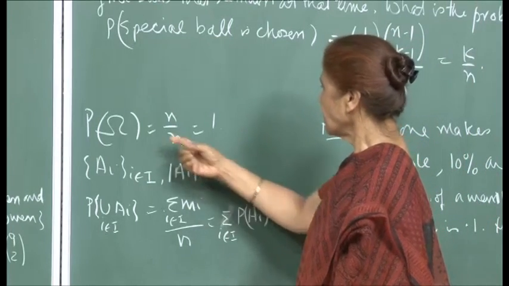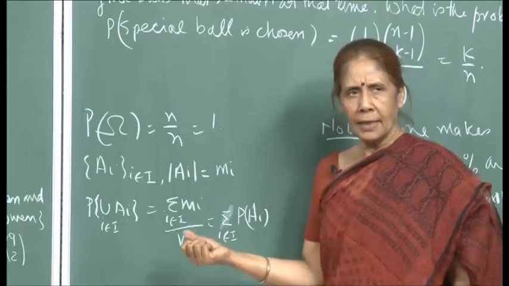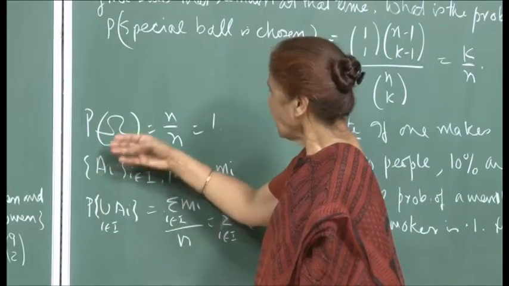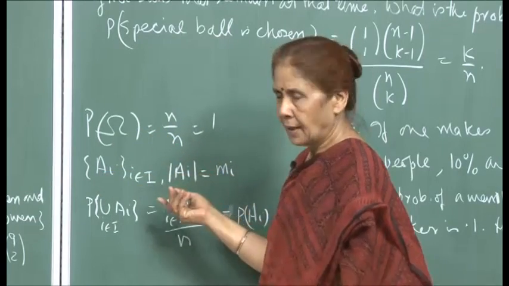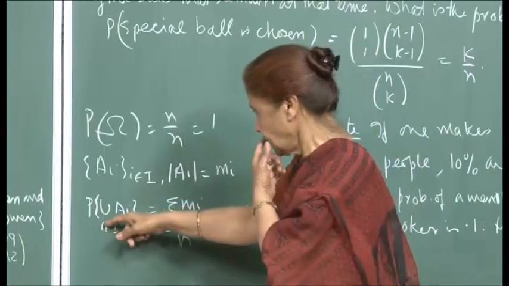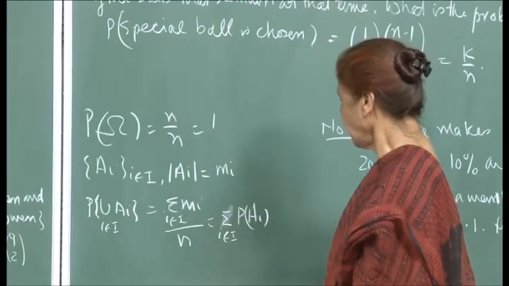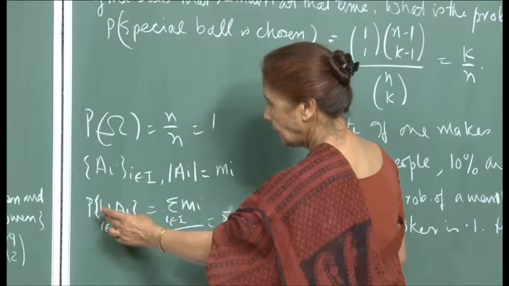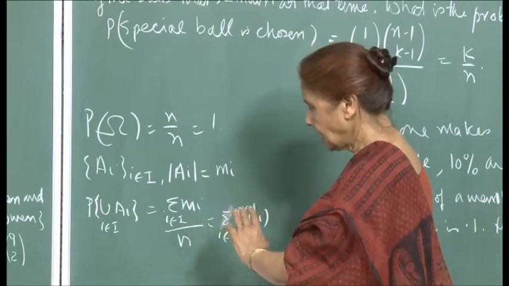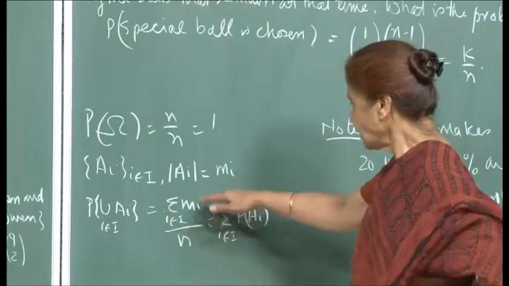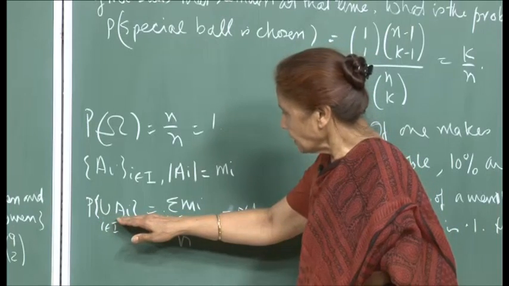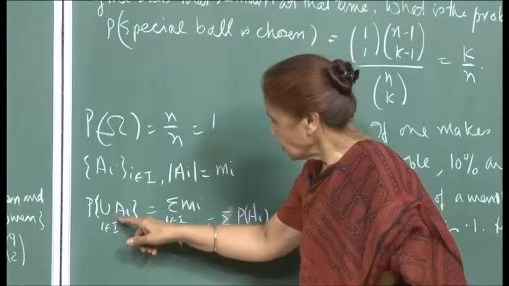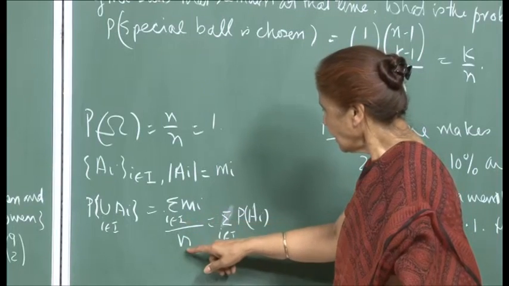That means the elements of the sample space which are in one A i are not in any other A i. So in that case, if you want to compute the probability of the union of A i, i belonging to I, the number of elements of omega in the union of A i will be the sum of m i, since the elements in each A i are different from all others. So we just add up the total number of points in the union, which will be sigma m i, and by our definition the probability will be sigma m i divided by n.